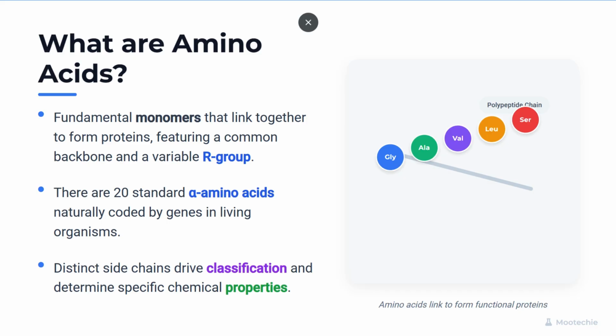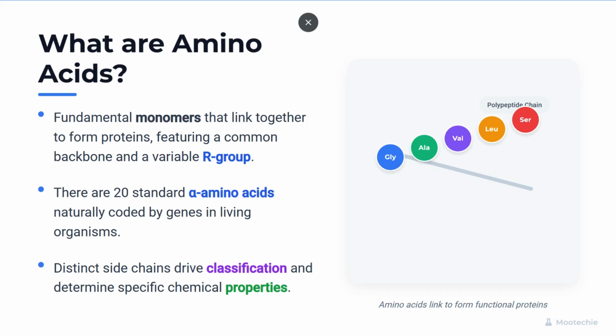Did you know there are 20 standard alpha amino acids naturally coded by genes and living organisms? It's these distinct side chains that drive their classification and determine their specific chemical properties. Now imagine a polypeptide chain, where amino acids like serine, leucine, alanine, and glycine link together in a specific order to form all the functional proteins your body needs.